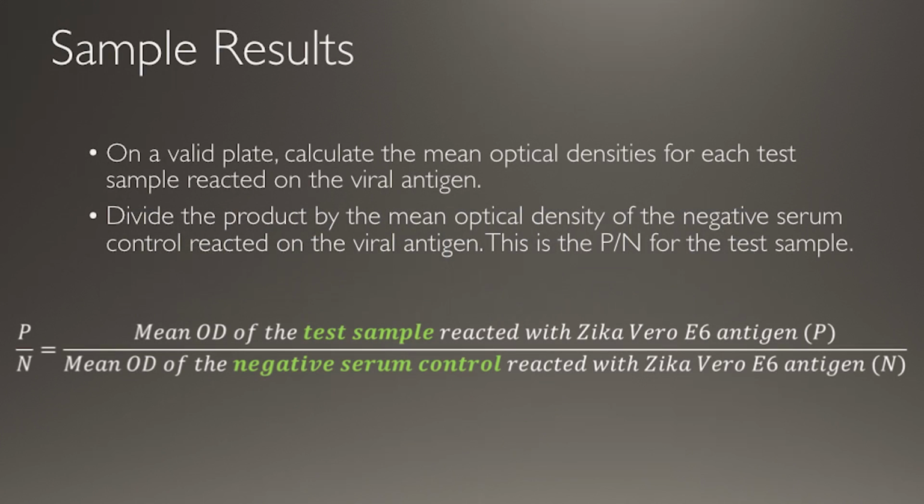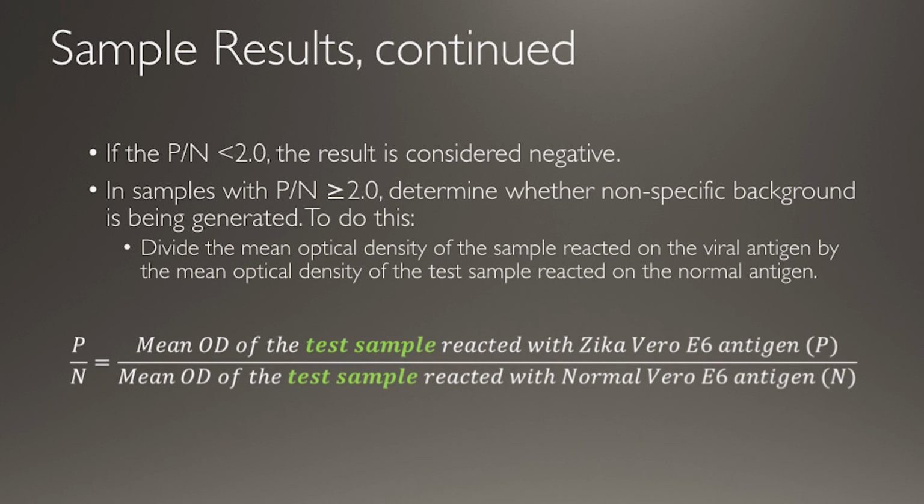On a valid plate, calculate the mean optical densities for each test sample reacted on the viral antigen. Divide the product by the mean optical density of the negative serum control reacted on the viral antigen. This is the P/N for the test sample. If the P/N is less than 2, the result is considered negative.